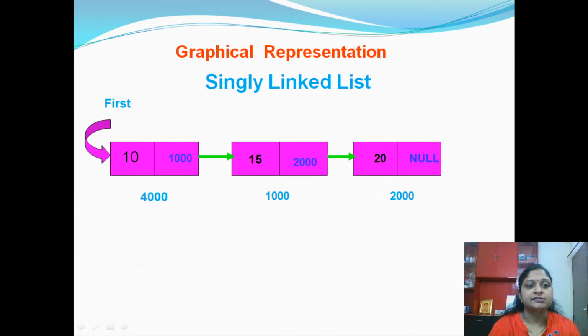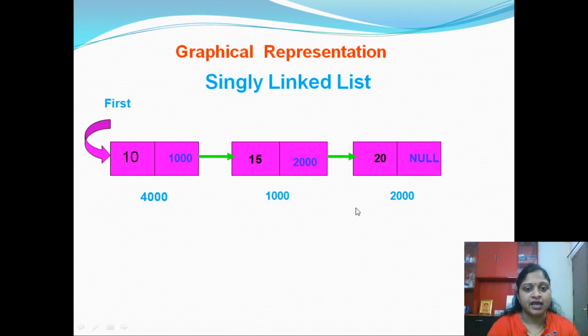Each node contains a data part and a link part. The link part is also called the address part. In the data part, I am going to store the actual values, that is 10, 15 and 20. And the address part holds the address of another node.